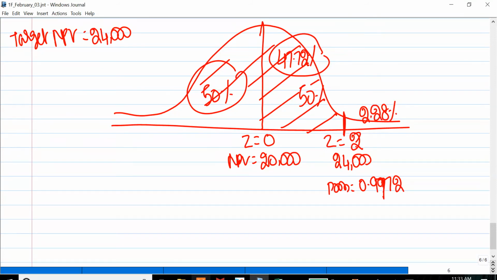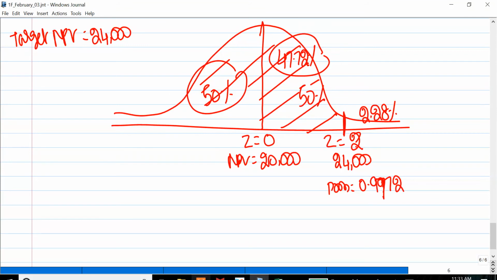2.28%. I'll now read it in multiple ways. There is a 2.28% probability that your NPV will be more than 24,000. There is a 47.72% probability that NPV will be between 20 and 24. There's a 97% probability that NPV will be less than 24,000. You can do this for anything.